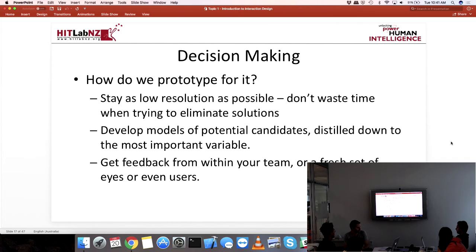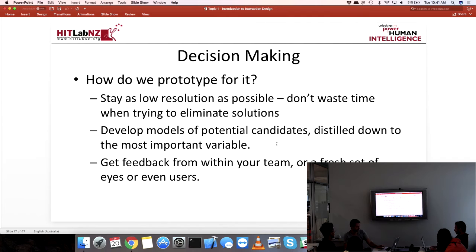As far as decision making, and this is true for everything, stay as low resolution as possible for as long as possible. You want to iterate out all those problems before you spend days, weeks, months working on something. If you can draw something on a piece of paper and throw it out in 5 seconds, that could be saving you days or weeks of work down the line.